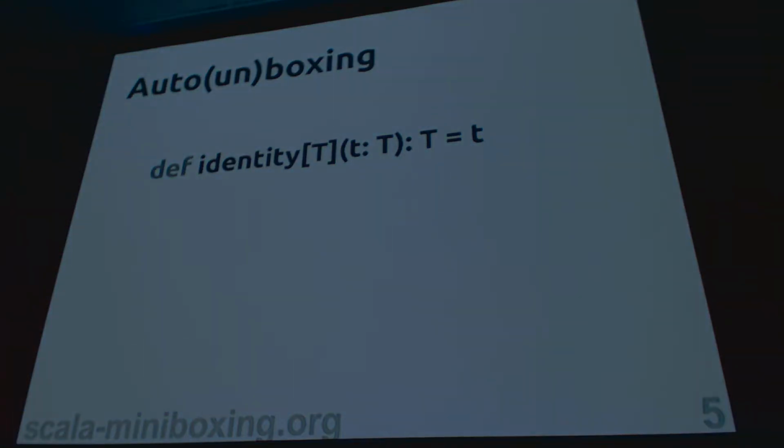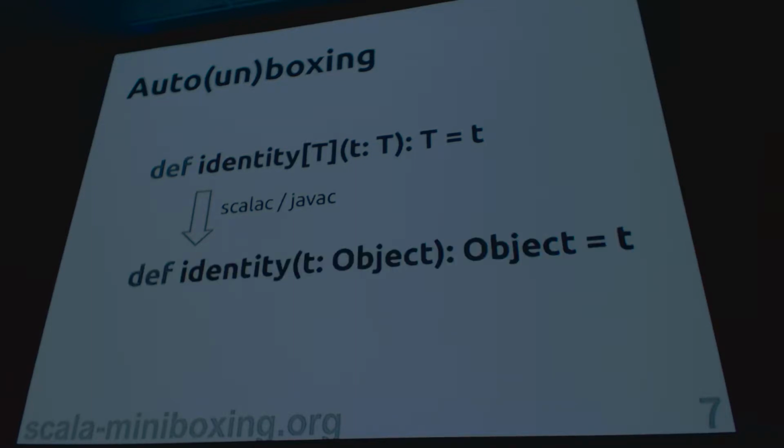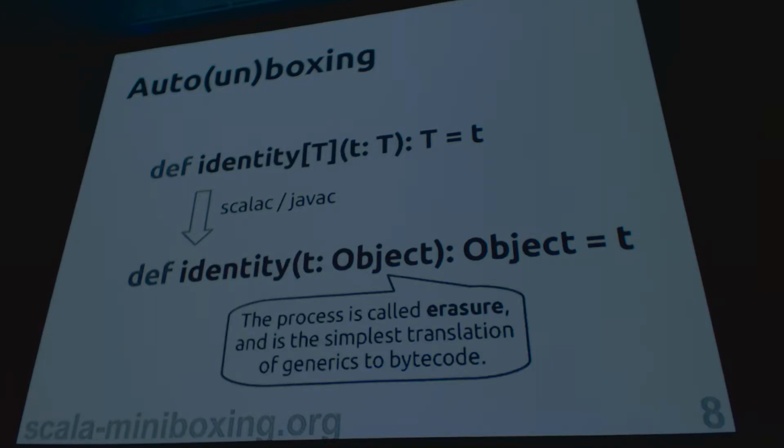Okay, so auto unboxing. Let's say we have this method. I always like to use identity because it's very simple and it's generic. When you compile it with javac or scalac, what you get is basically another method which takes an object and returns an object. This is a process called erasure. It's the simplest way to actually transform generics into bytecode.